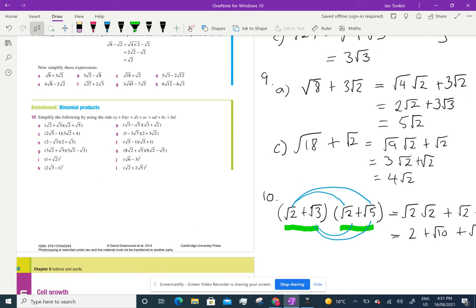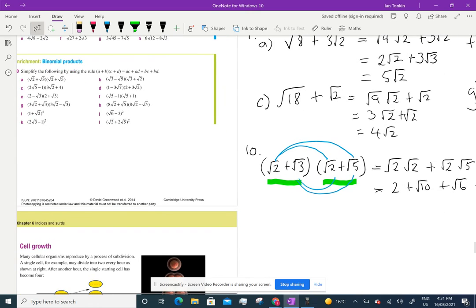Let's have a look at, I'm just going to do the first column. So that was A. And I'm happy for you to do one column. C. What have I got? 2 root 5 minus 1. 3 root 2 plus 4. Okay, so here we go.